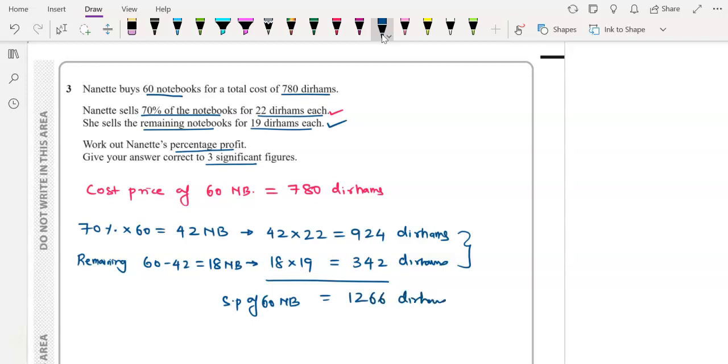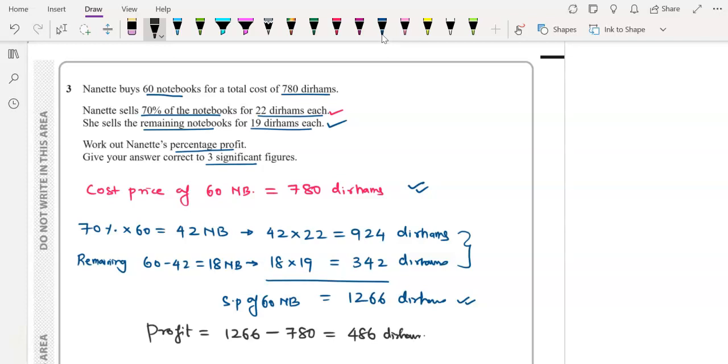Okay, so now when we compare the cost price, she bought it for 780 dirhams. She sold it for 1266. So she gained. So we can work out her profit earned in this transaction. So her profit is 1266, the selling price, minus the cost 780. That will give 486 dirhams.